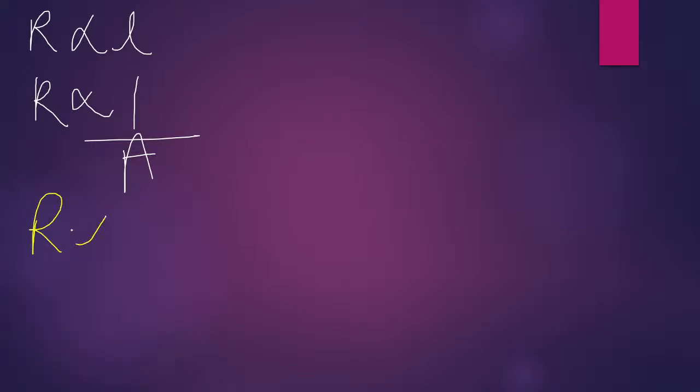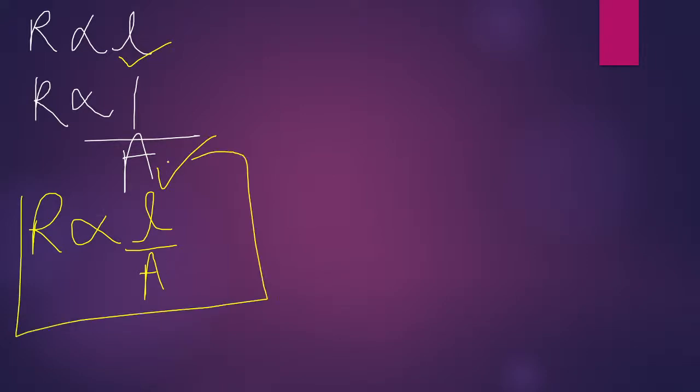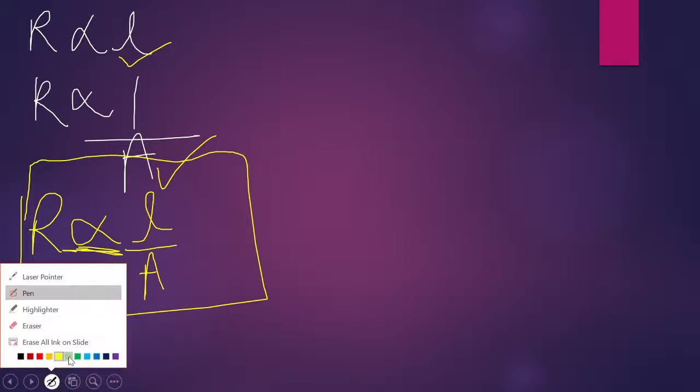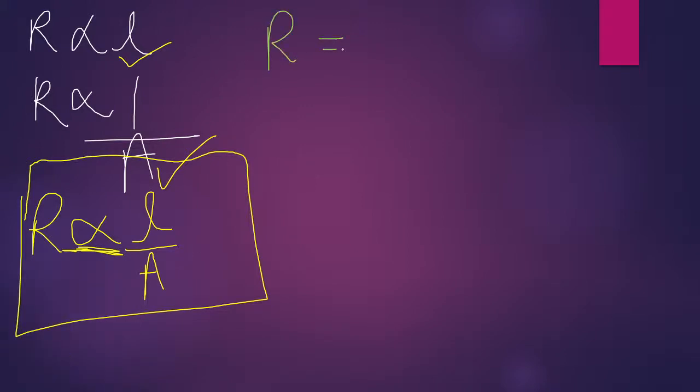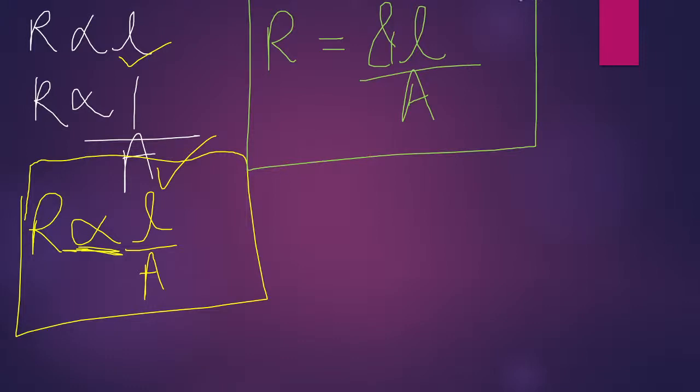I can say that resistance is directly proportional to L upon A. If it is directly proportional to the length and inversely proportional to the area, then together we get that resistance is directly proportional to L upon A. Now if I want to remove the proportionality sign, I will have to add a constant, and here the constant is going to be rho. So this is the expression that we have derived. What is rho? This is your proportionality constant.